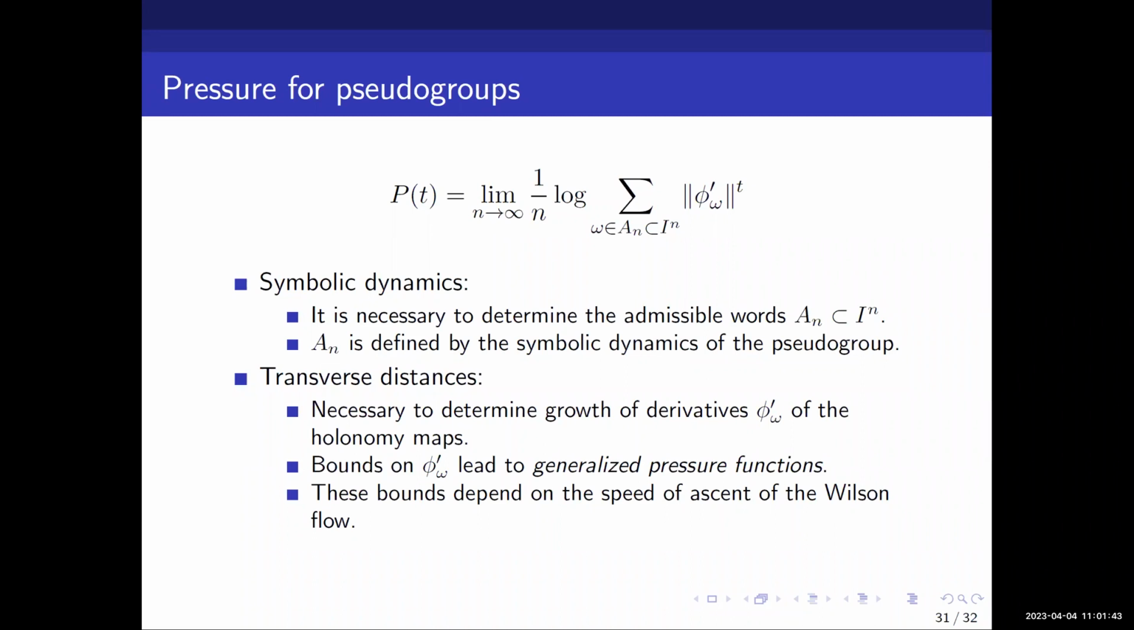Like I said, there are parameters you need to fix in order to calculate that. And then you look for zeros of those generalized pressure functions. So that's a little bit about the strategy of the proof, and I will stop there.